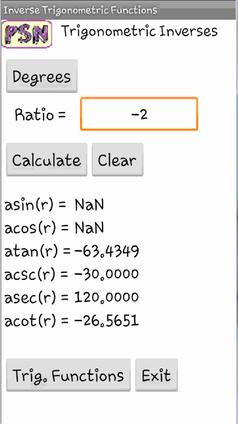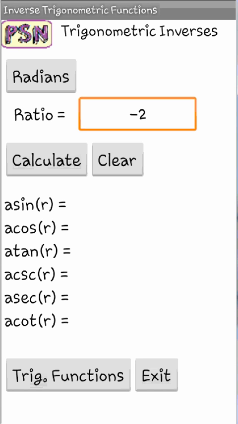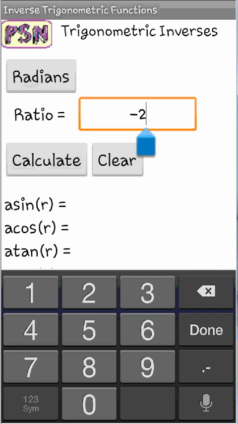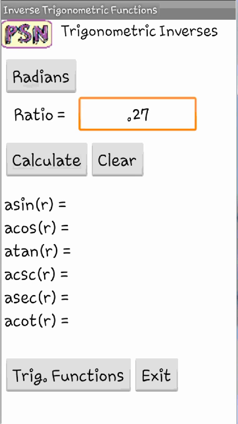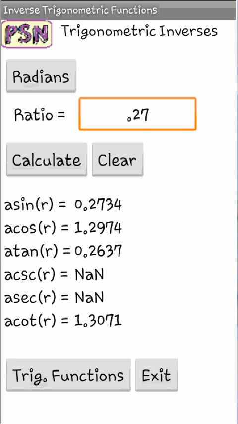Right now it's returning values in degrees, so we click on the degrees button and convert that to radians. And let's change that to maybe 0.27 for whatever reason. And when we calculate this, we instantly get our solution. And once again, cosecant, secant, those should be errors. That's certainly not a bug.